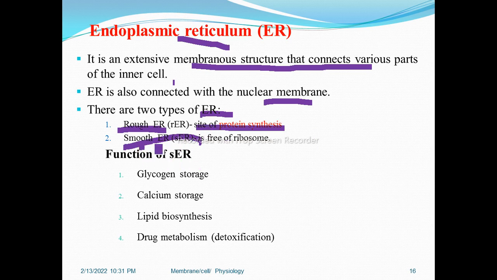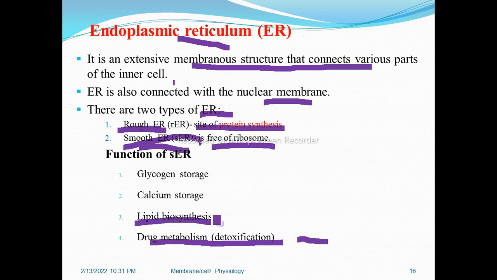Whereas smooth endoplasmic reticulum is free of ribosome. There is no connection or association with ribosome, so we say it is smooth. It is important for synthesizing fatty acids and steroid hormones like estrogen and progesterone. It is important for drug detoxification, like in hepatocytes, that's drug metabolism or detoxification in hepatocyte cells. The other important function is lipid biosynthesis. It is also important for calcium storage and glycogen storage. These are functions of smooth endoplasmic reticulum.